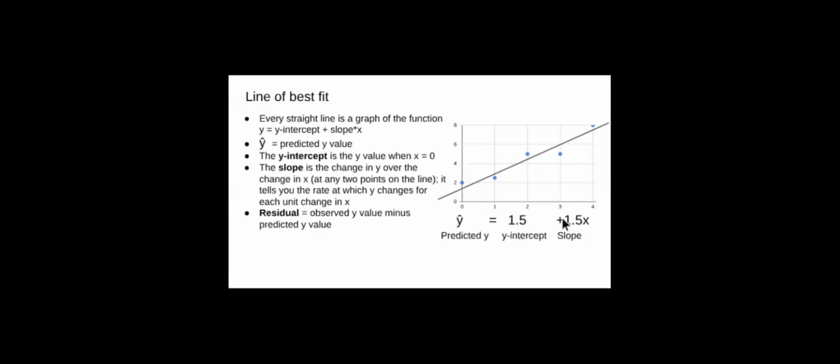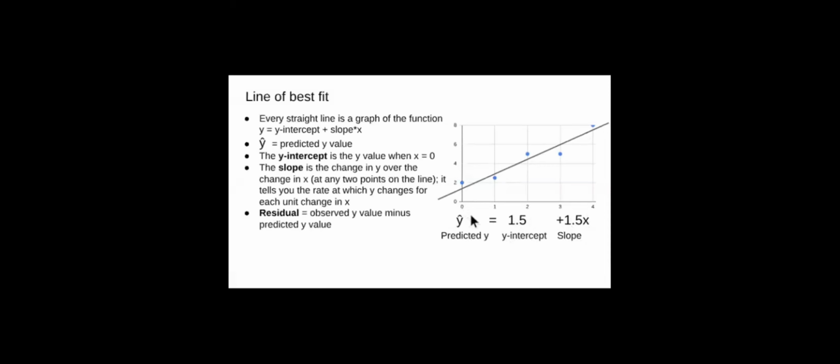So we get, for this equation of this line, y hat, again, it's hat just because it's a line that we are making up based on the data, equals 1.5, that's the y-intercept here, plus 1.5x. So the slope is 1.5. The slope is not 1.5x. The slope is just 1.5. The equation is slope times x. And what the slope tells you is the rate at which y changes for every unit change in x.